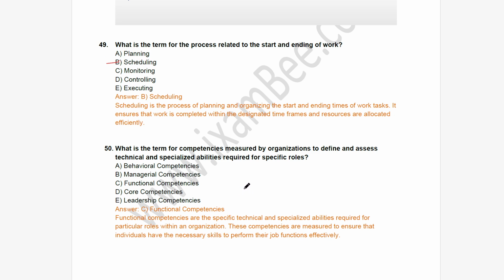And the last question, what is the term of competencies measured by organizations to define and assess the technical and specialized abilities required for specific roles? The correct answer is functional competencies.